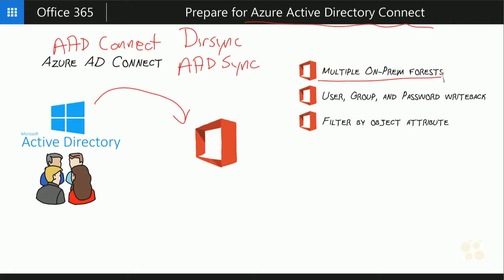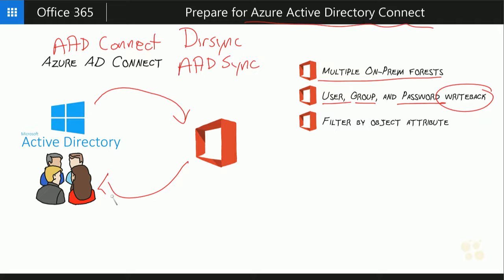So if you have more than one forest in your on-premise Active Directory account, which is essentially saying if you have more than one Active Directory installation, AD Connect can handle that. The older sync tools cannot handle that. Azure AD Connect will handle that well. Another cool thing that Azure AD Connect does is it handles write-back for users, groups, and passwords. Write-back is, just like it sounds, writing data back from Office 365 into your on-premise Active Directory.